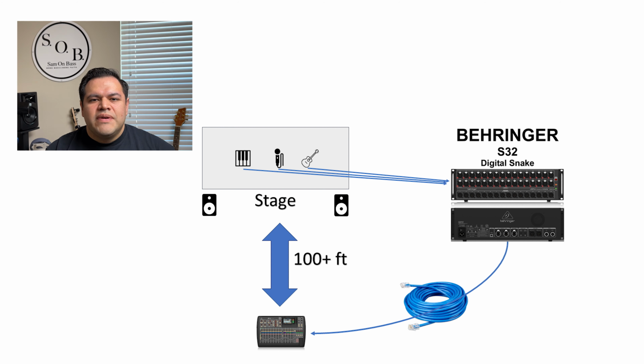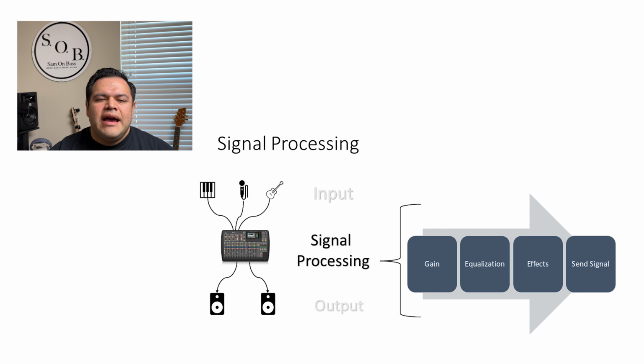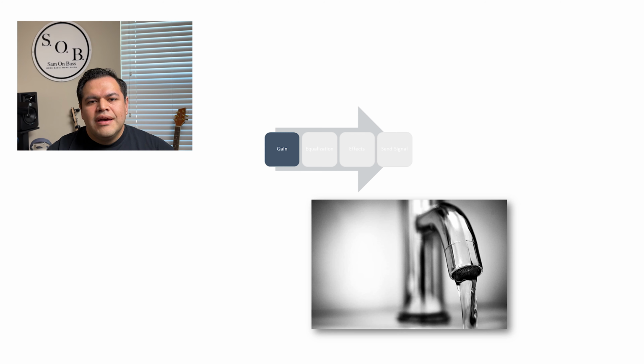So we've covered inputs, right? That's your instruments, that's your microphones, that's all that at the stage getting sent over via a snake all the way back to your mixer. At your mixer, this is where signal processing happens. And I want to talk about 4 main aspects of signal processing. We'll start with gain, then we'll go into EQ, then we'll go into effects, and then we'll finish off with outputs. Gain is how much signal of each channel is going to go into your mixer.